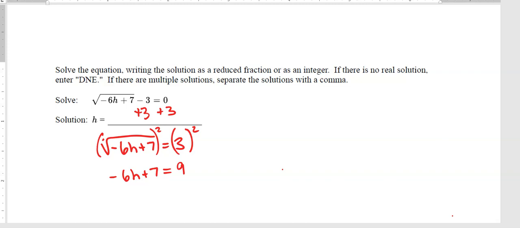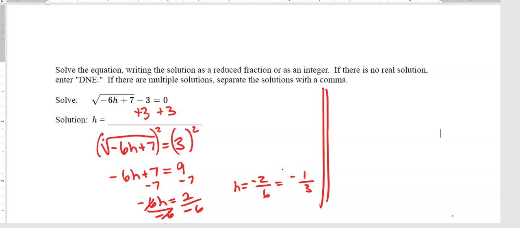Now, we want to solve this, and so we're going to subtract 7 from both sides. And we're going to divide by negative 6. And I'm going to get h is equal to 2 over negative 6, and we can simplify that as negative 1/3.